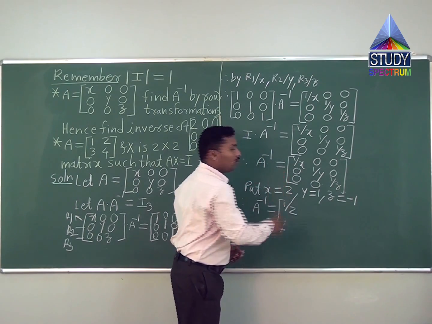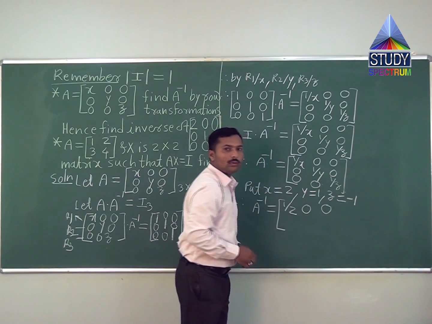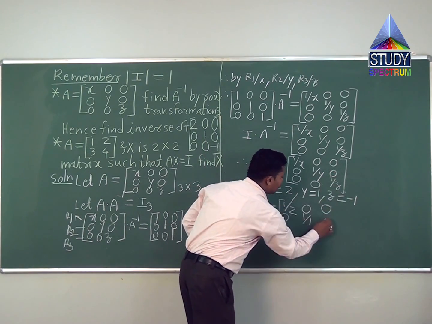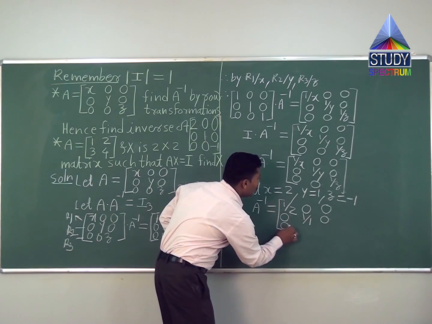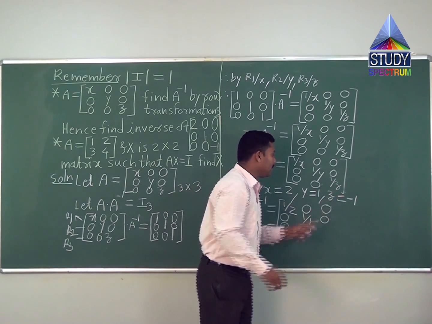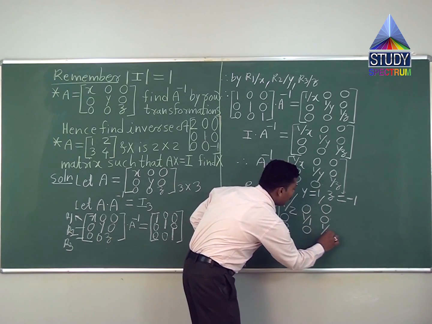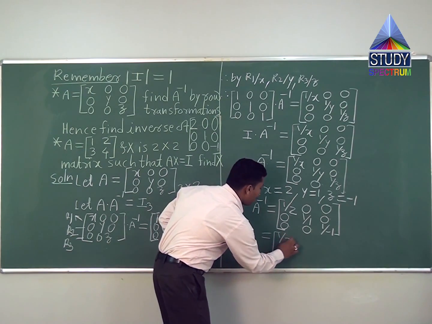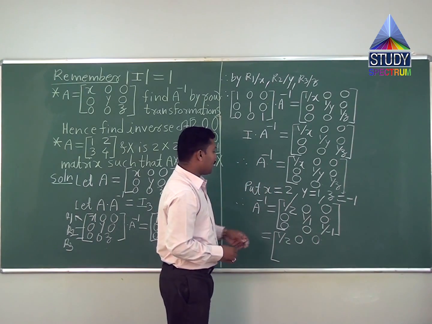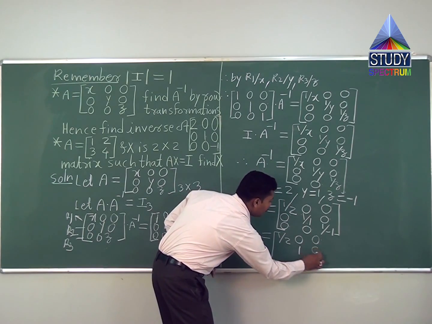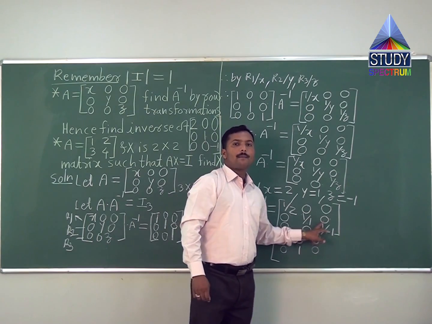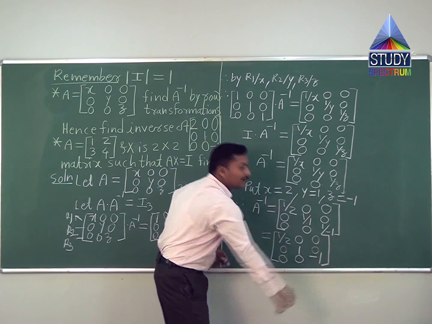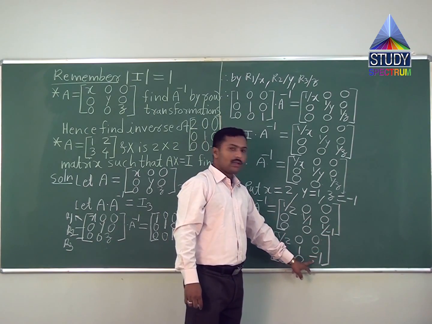1 upon 2, 0, 0, second row, 0, 1 upon y is 1, 0, and last row, 0, 0, and 1 upon z, z equal to minus 1, 1 upon minus 1. So equal to first row as it is, half, 0, 0, second row, 0, 1 upon 1 means 1, and this 0 and this 0 as it is, 1 upon minus 1 means minus 1, so this 0, this 0 and this minus 1 as it is. This 1 upon minus 1 means again minus 1.